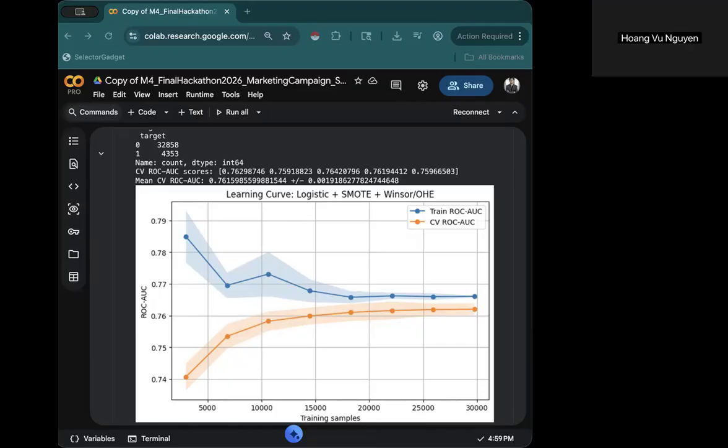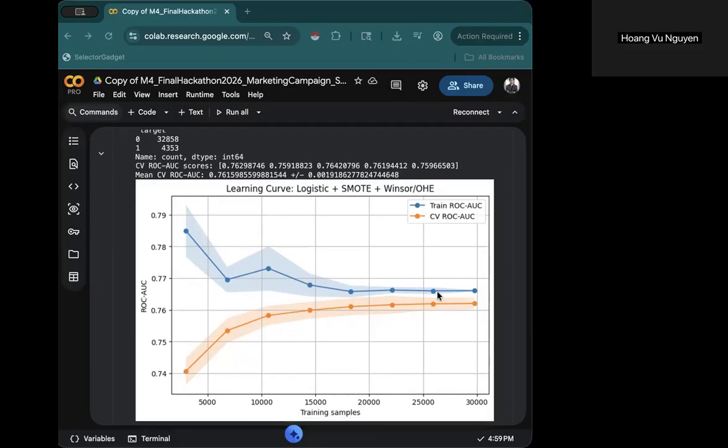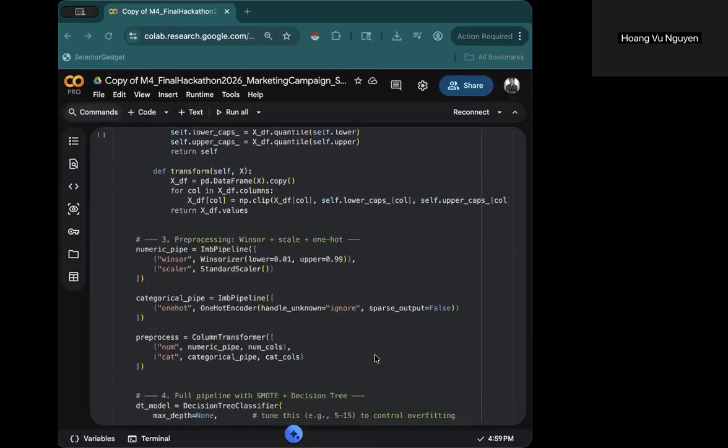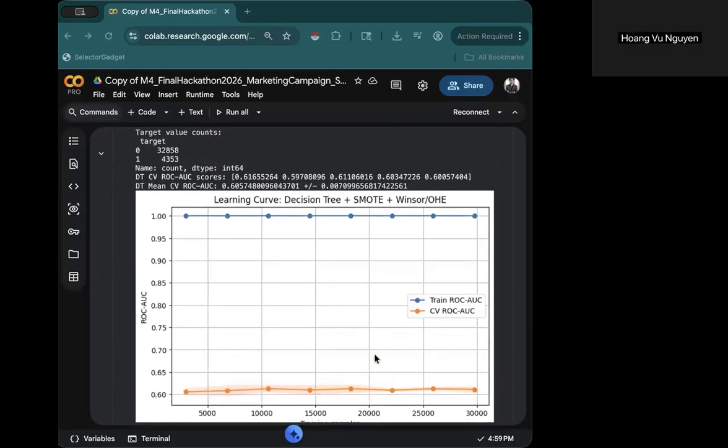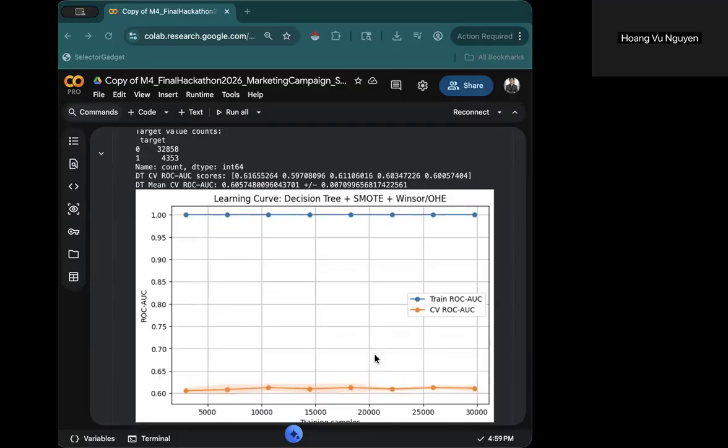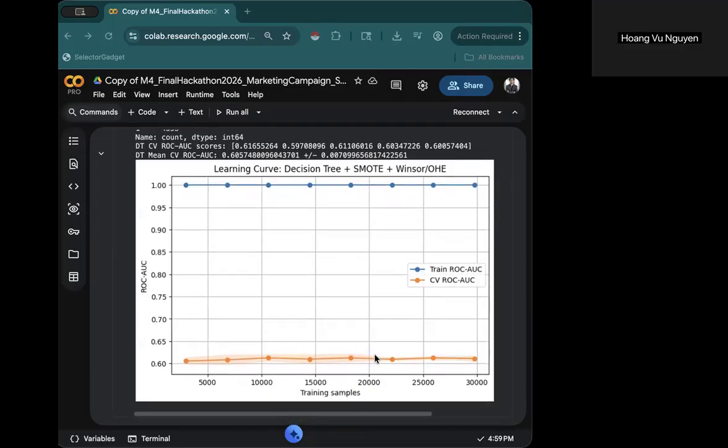In terms of the baseline model comparison, the first model was logistic regression, and it seemed to be fairly well fitted. However, its cross-validated ROC AUC is still relatively low, signaling that we can do a little better. Then I moved on to a decision tree, which exhibits extreme patterns of overfitting. As we can see, the gap between the training and cross-validation AUC is very large and does not converge regardless of the increase in training samples.